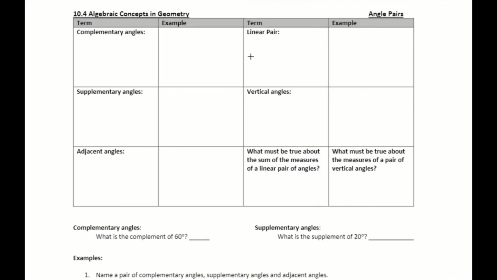What we've got here is a list of terms that describe different relationships between angles. So let's just start here at the top. Complementary angles are angles whose measures add up to 90 degrees. So the definition here being two positive angles.